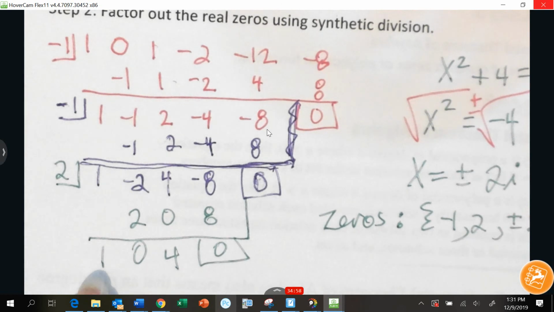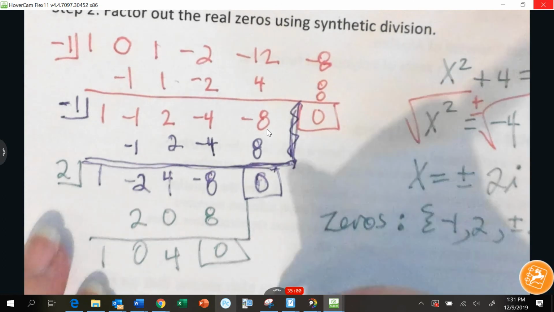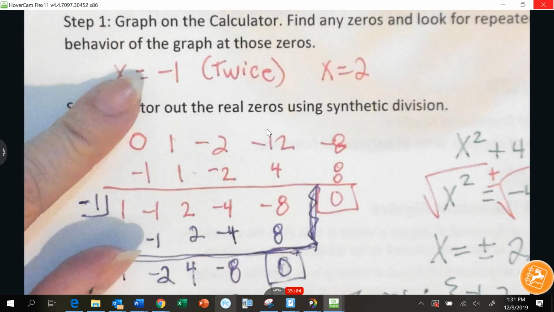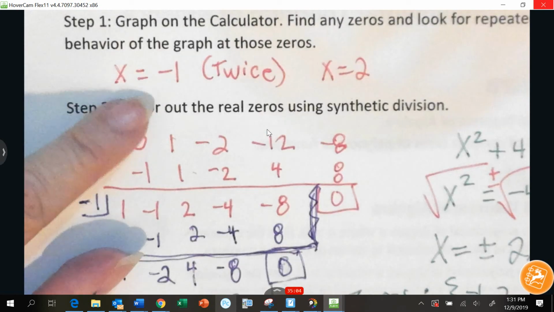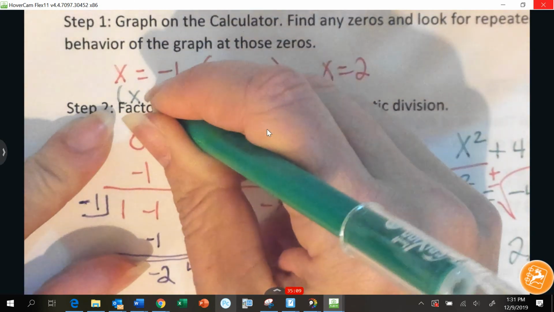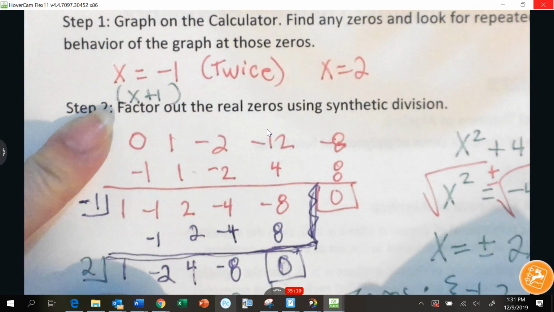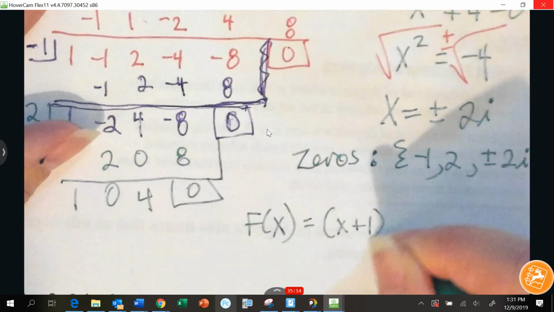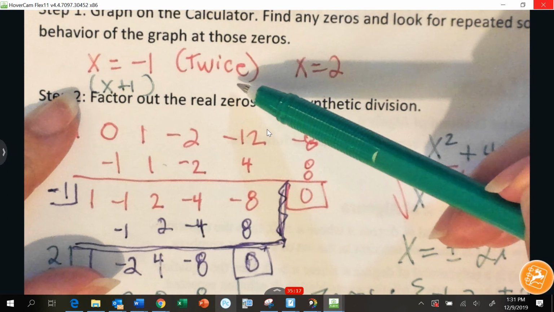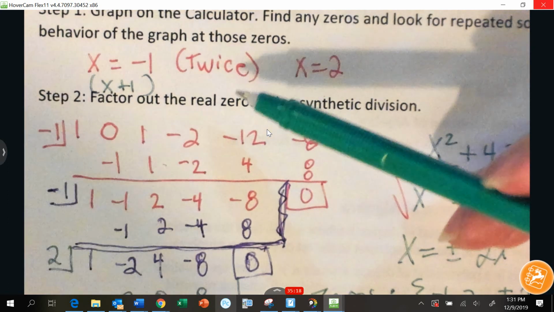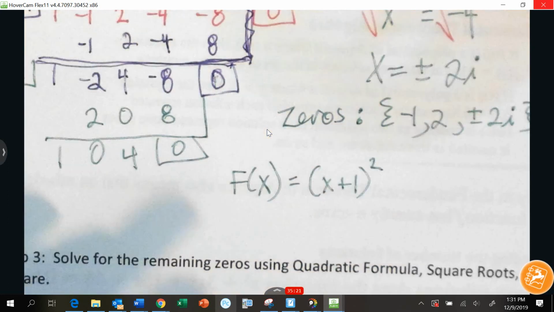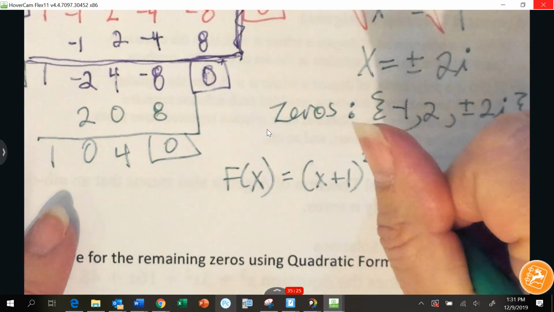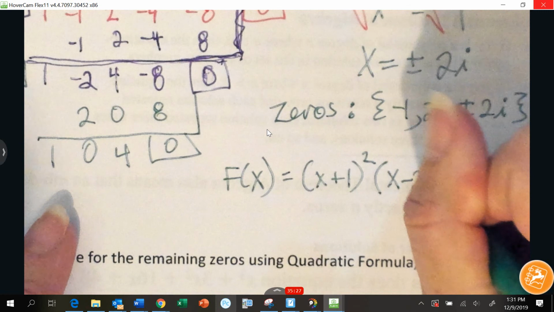Now if it asks for factored form, we're going to write it all as factors. If I have x equals -1, what will be my factor? x plus 1. So I'll have an x plus 1. What does twice mean? Squared, yes. Twice means there's those. And then we'll have our second factor, x equals 2, so x minus 2.